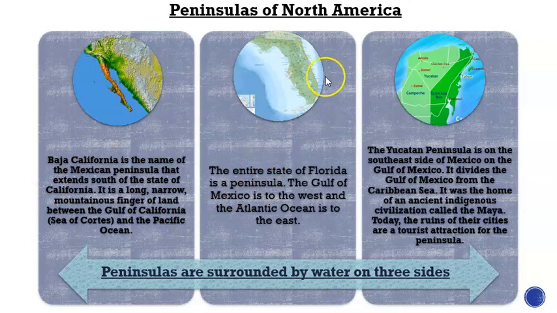Next up, we have the state of Florida. The state of Florida is a peninsula. The Gulf of Mexico is to the west, and the Atlantic Ocean is to the east.